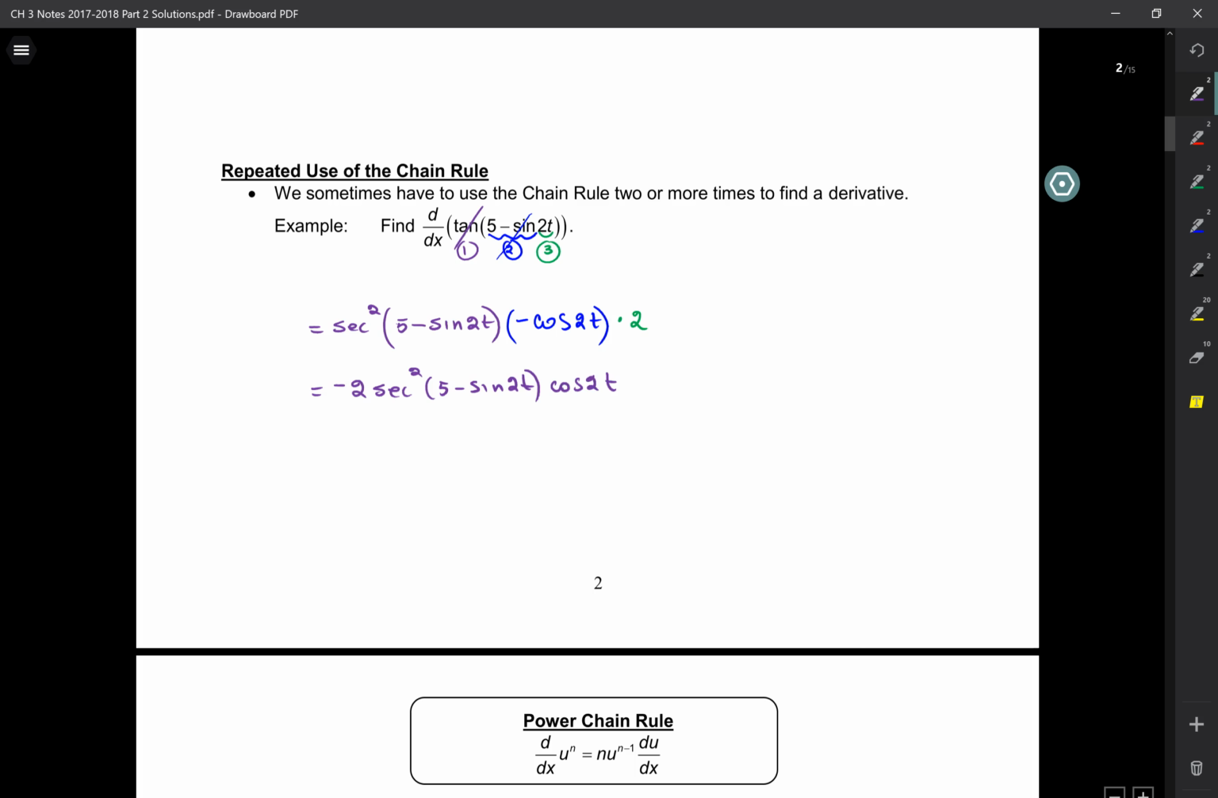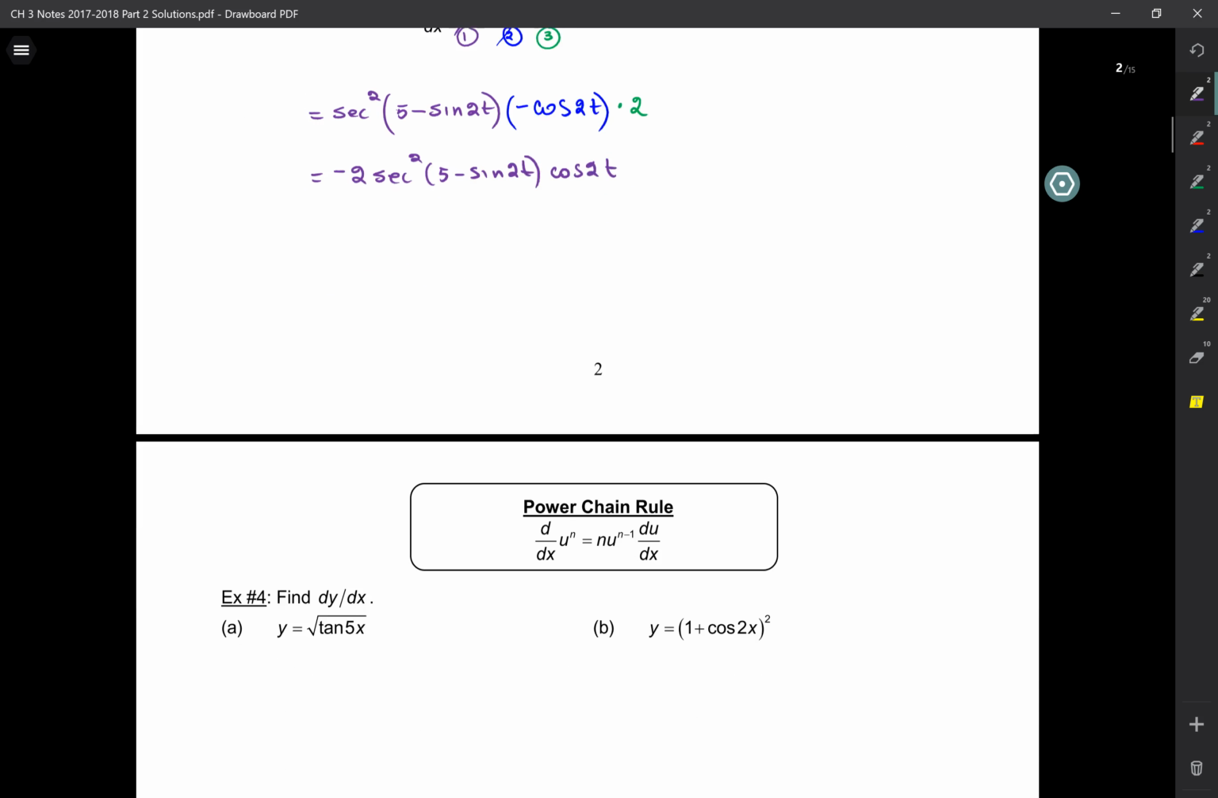If you kept the negative with the cosine instead of the front, would that make a difference? It wouldn't make a difference. It's just convention that we put all the constants and the negatives outside in the front. Well, negative sine 2t, well, that's in the secant. It's 5 minus sine 2t. That's all together. It's one package together. All right?